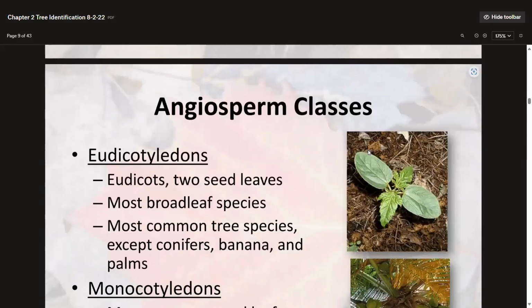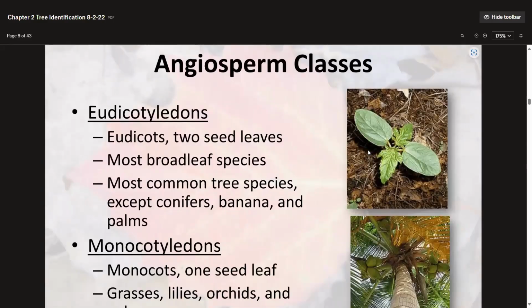On the angiosperm classes, they further break down, all right? So in the angiosperm, we have the eudicotyledons, right? Eudicots means 2 seed leaves, right? It's also called dicotyledon. The new book changes that language a little bit and calls them eudicots. So dicotyledon is still in there, but it adds the EU on the front, okay? So dicotyledon, 2 seeds. Eudicotyledon, 2 seeds, 2 seed leaves.